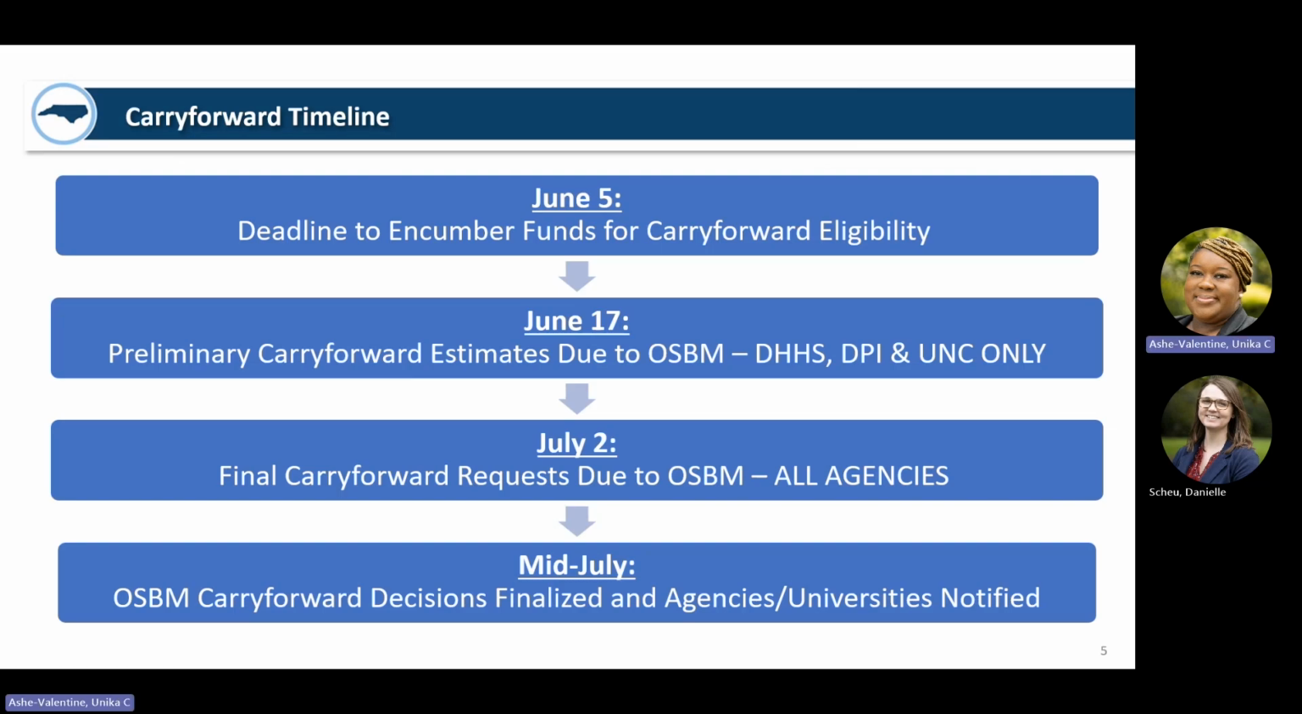Here are the important dates regarding the Carryforward timeline. June 5th is the deadline to encumber funds for Carryforward eligibility. June 17th, preliminary estimates are due to OSBM from DHHS, DPI, and UNC. July 2nd, final requests are due from all agencies for Carryforward. Mid-July, OSBM Carryforward decisions are finalized, and OSBM will notify agencies of the approved Carryforward decisions.